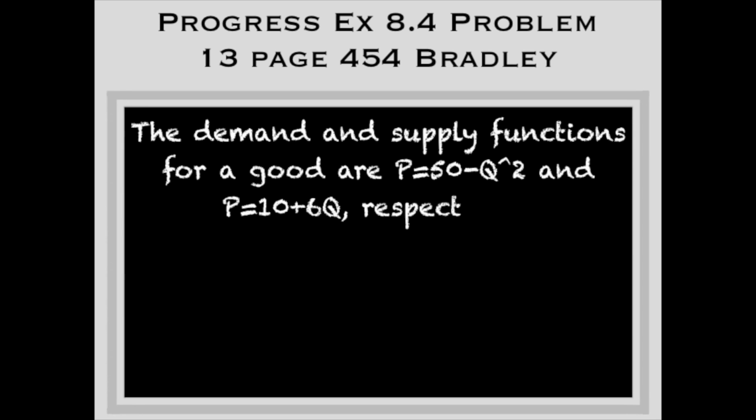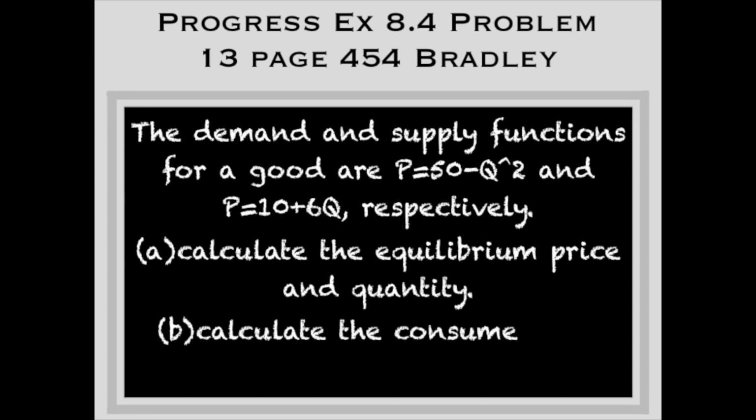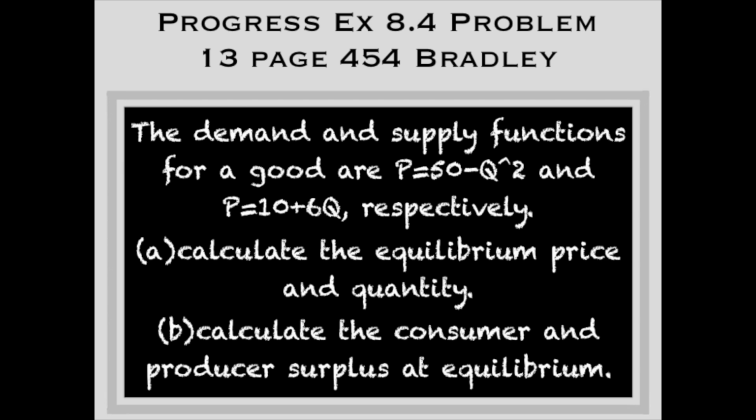Let's see what a typical question for consumer and producer surplus would look like. The demand and supply functions for a good are P equaling 50 minus Q squared and P equaling 10 plus 6Q respectively. Calculate the equilibrium price and quantity and calculate the consumer and producer surplus at equilibrium.